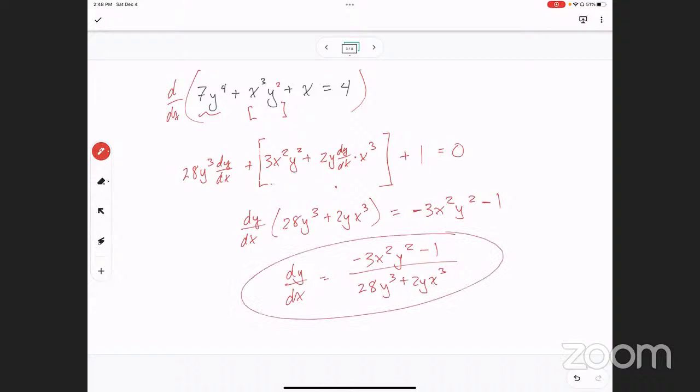But not really much different. Yeah, it makes a lot more sense now.